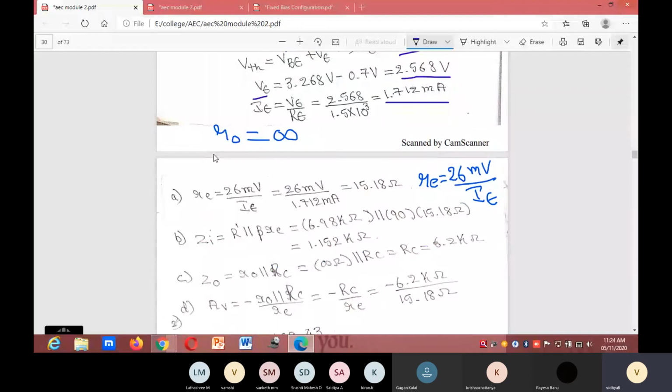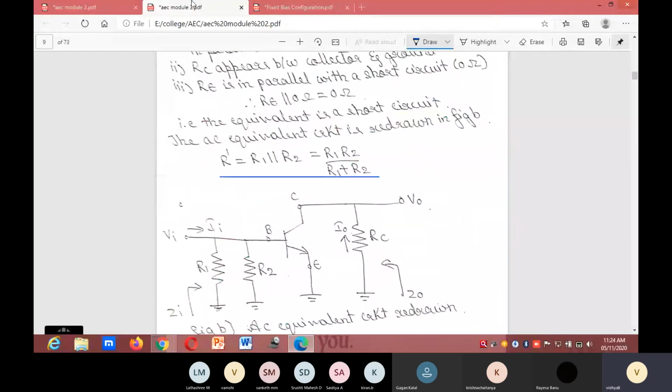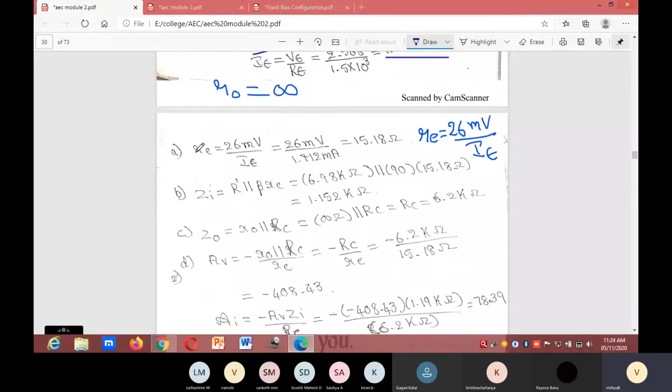First, now we should consider R naught is equal to infinity. Okay, by considering R naught is equal to infinity, first we need to find out re. There is a standard formula, that is 26 millivolt divided by IE. We know the value of IE is 1.712 milliamps. If you substitute the IE value, you will get 15.18 ohm.